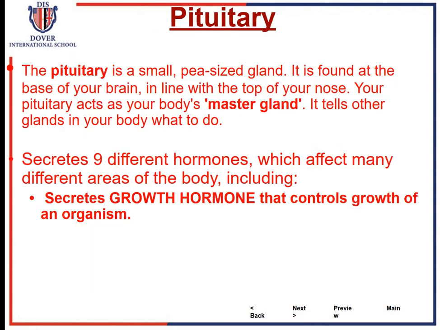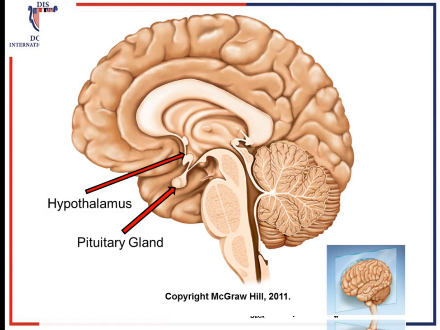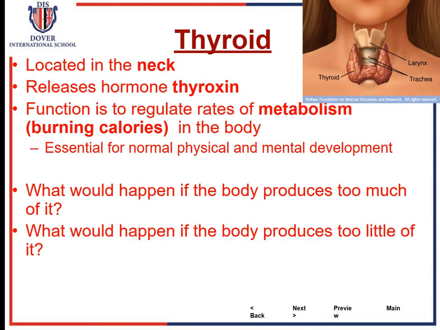So we took the hypothalamus and pituitary glands, which is the master gland. Both of them are found in the brain. We have the thyroid gland. Where is it located? It's located in the neck. So the thyroid gland is located in the neck and it releases a hormone which is called thyroxine. So thyroid releases thyroxine.